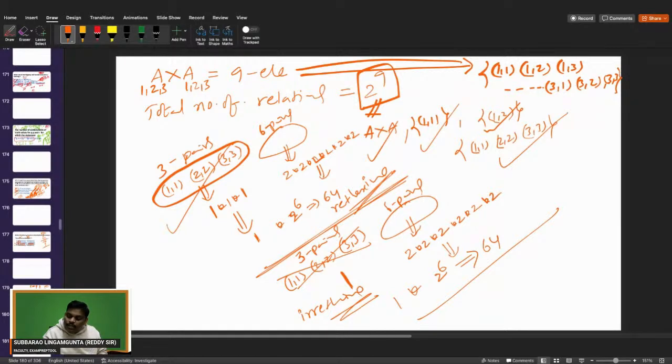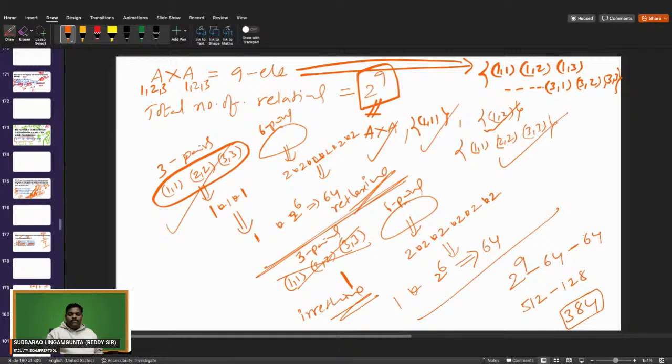So total relations are 2 power 9. In that, 64 is reflexive and 64 is irreflexive, so remove 128. 2 power 9 is 512 minus 128, which is 384. 384 is the answer. Please verify properly.